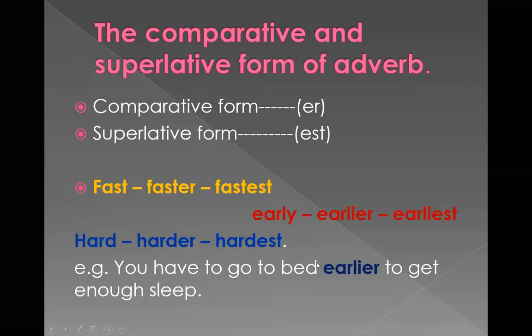Give me an example about this. You have to go to bed earlier to get enough sleep. Earlier means to be earlier than what you used to do. Okay, so earlier here is an adverb. I can add er to the adverb to express the comparative, and est to express the superlative.